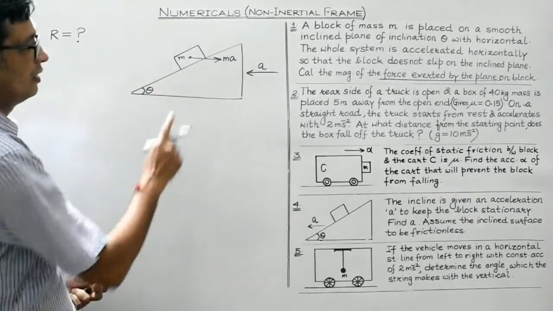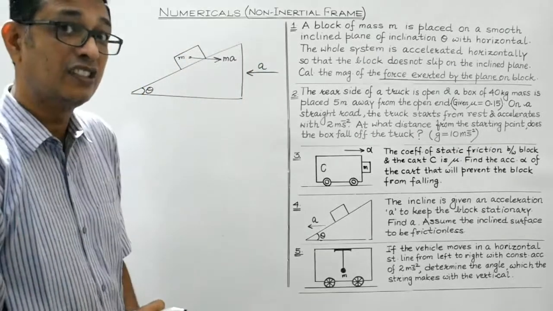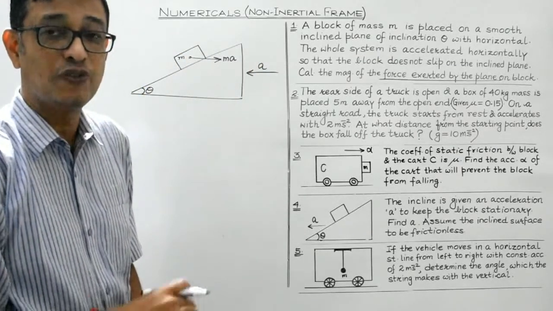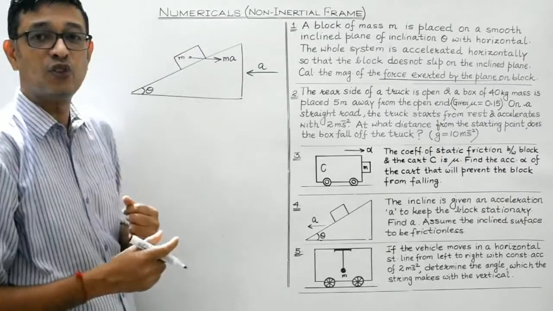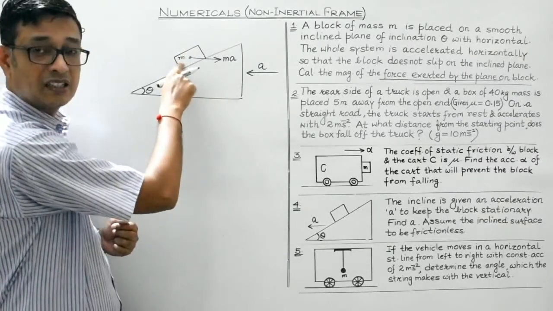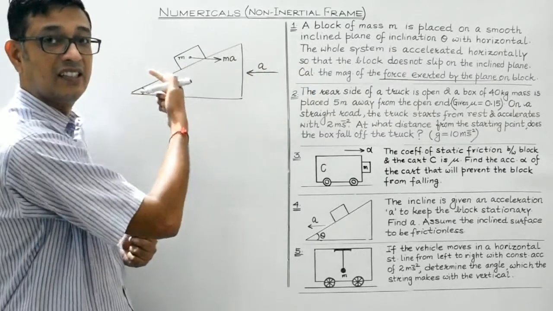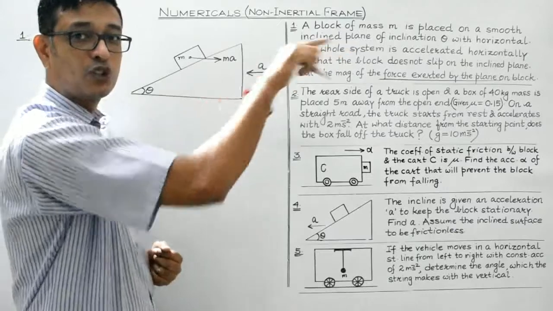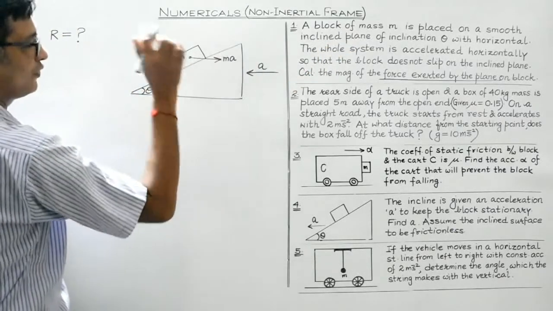So, again I repeat, this is an accelerated system. So this is a non-inertial frame of reference. So a fictitious force will come into play. So this block will experience a force, the mass multiplied by the acceleration with which the system gets accelerated, in a direction opposite to which the system is accelerated, right? So this is the fictitious force.